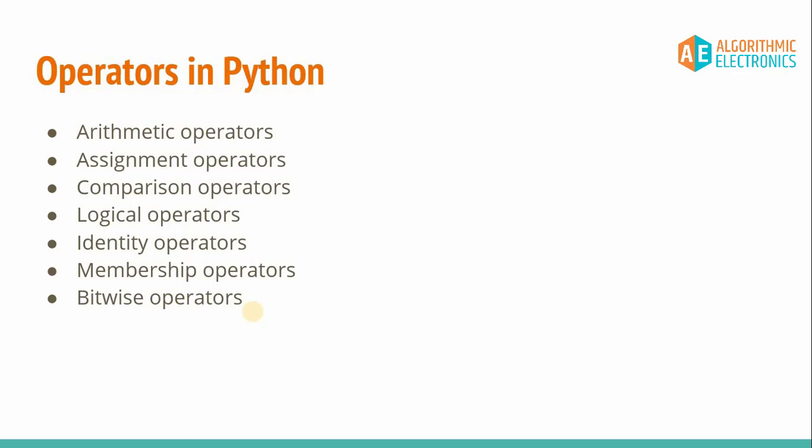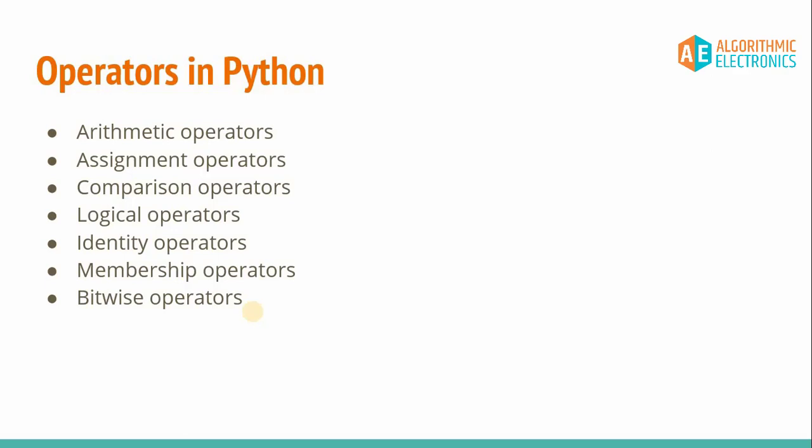In the last session, we talked about the data types in Python. We discussed the numeric data type and string data type. Now, data means information, and we do information processing and data processing inside Python. In order to perform some operation on that data, we need operators in Python.